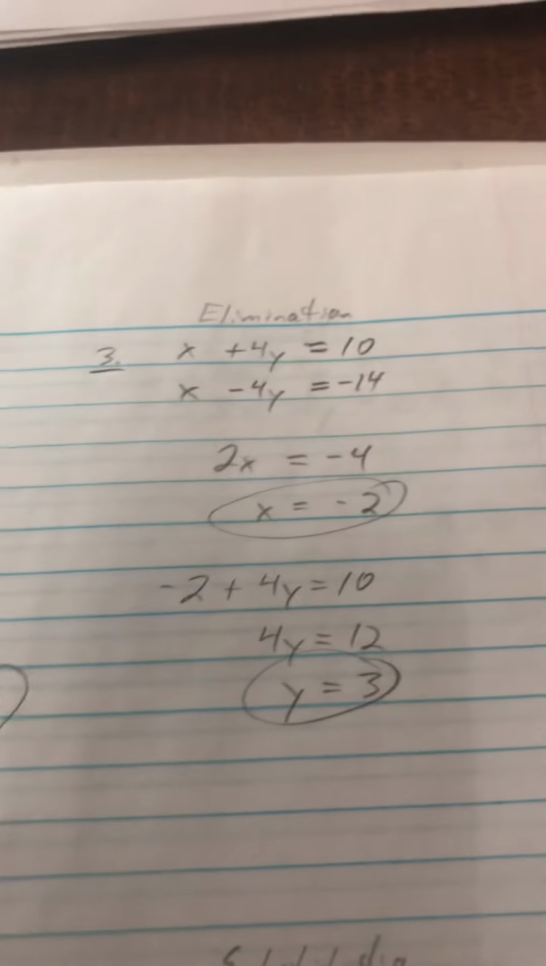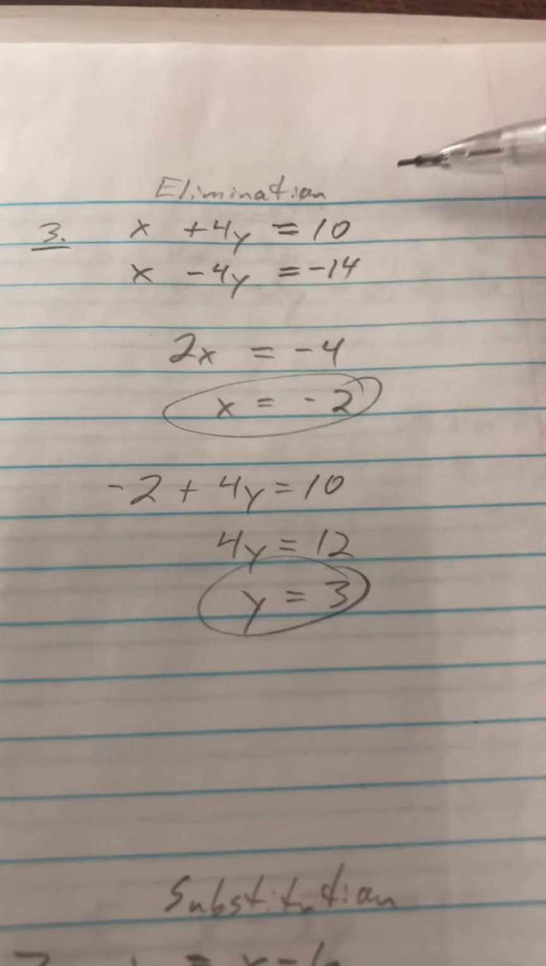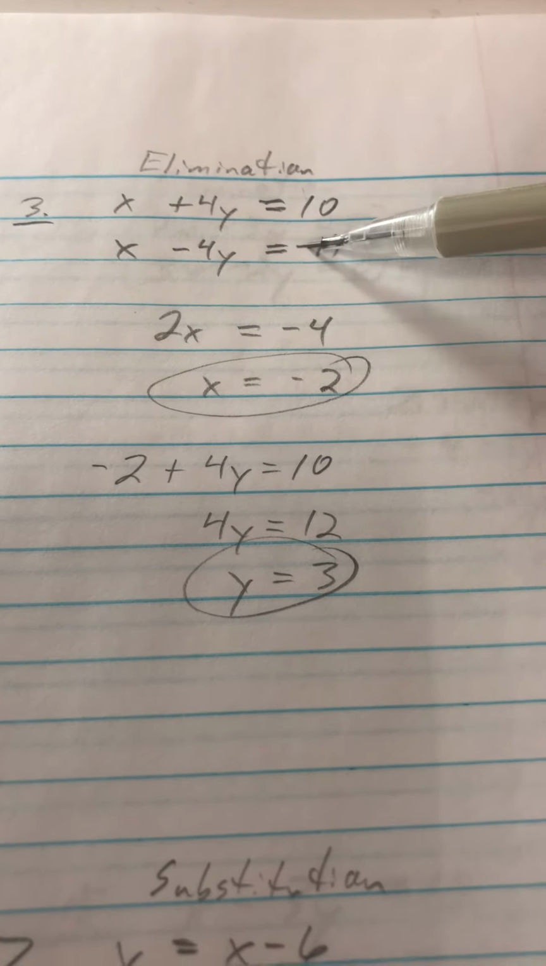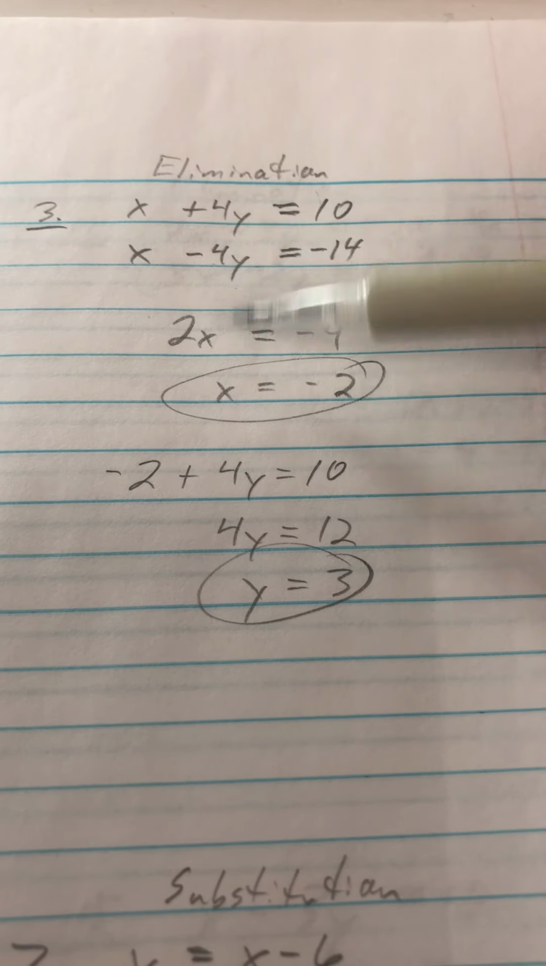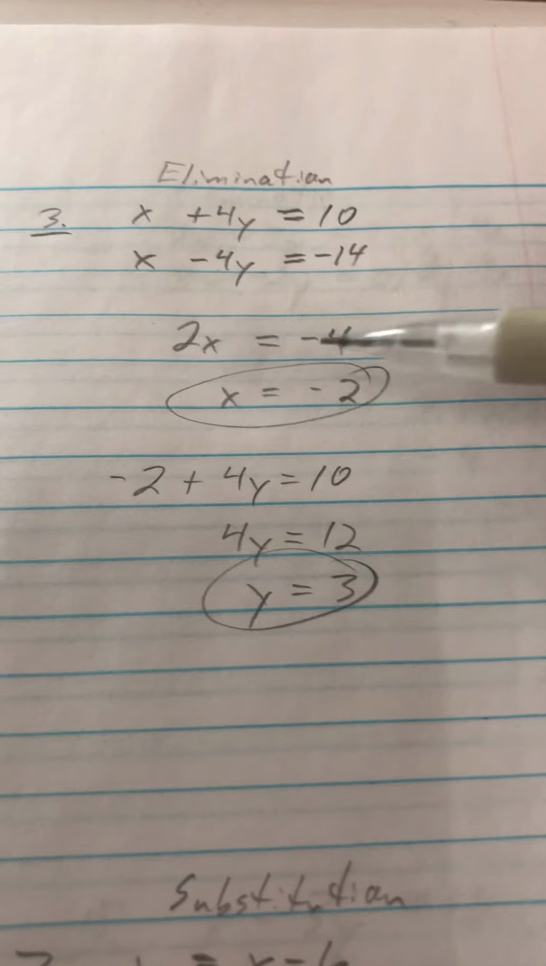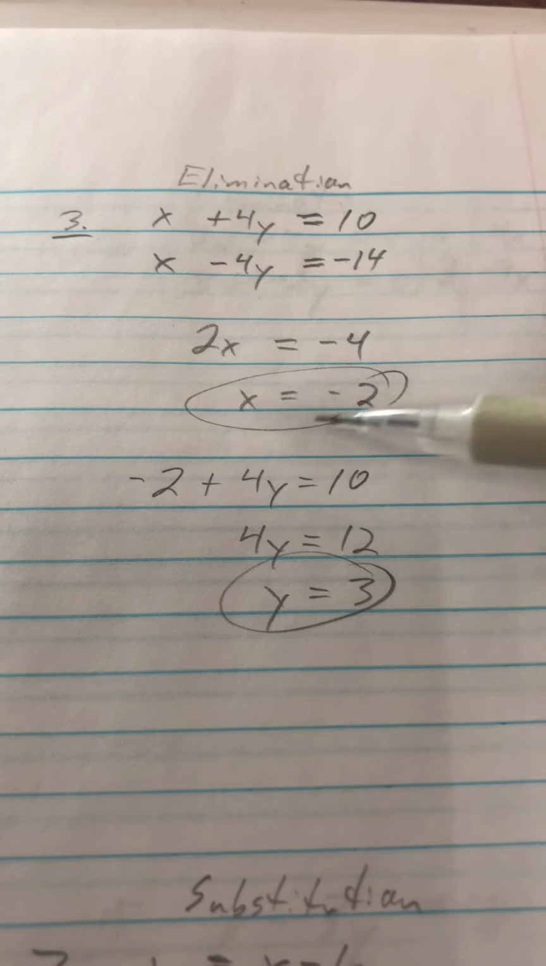Going on to number 3. I end up using the elimination method. I eliminate the 4y and the negative 4y. It's already set up. I didn't have to change anything. That's why elimination looks so good.